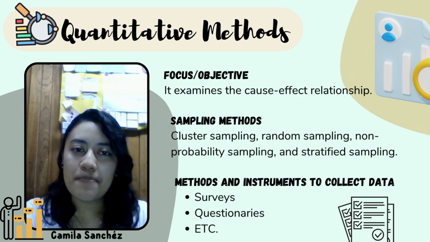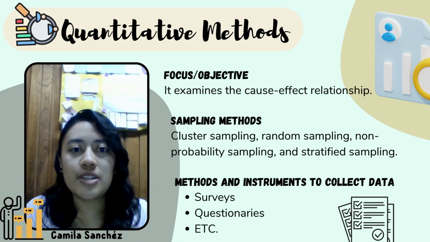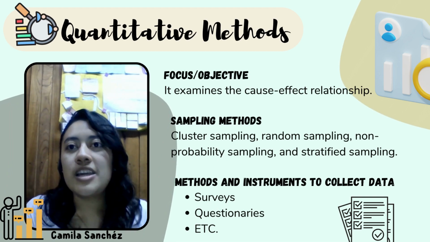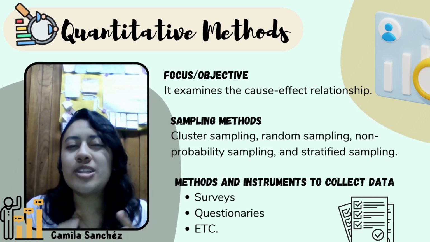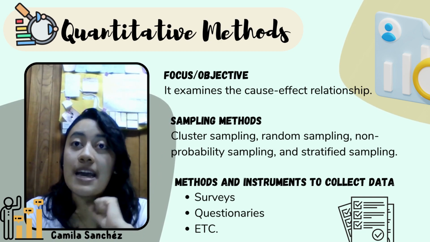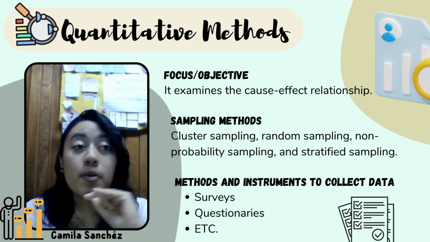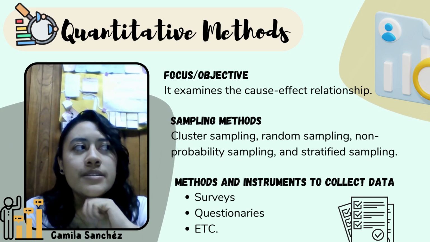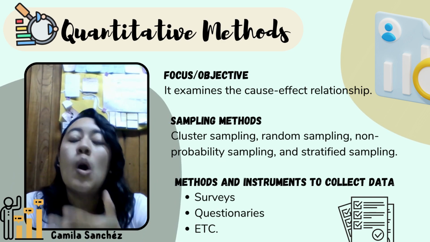Let's continue with quantitative methods. The focus and objective of quantitative methods is to search for cause-effect relationships between variables using numerical data. It also uses mathematical and statistical analysis tools to describe and explain phenomena. Now, we have several sampling designs or methods like cluster sampling, random sampling, non-probability sampling or convenience sampling, and stratified sampling. So it is a crucial step to ensure the validity and reliability of all research.